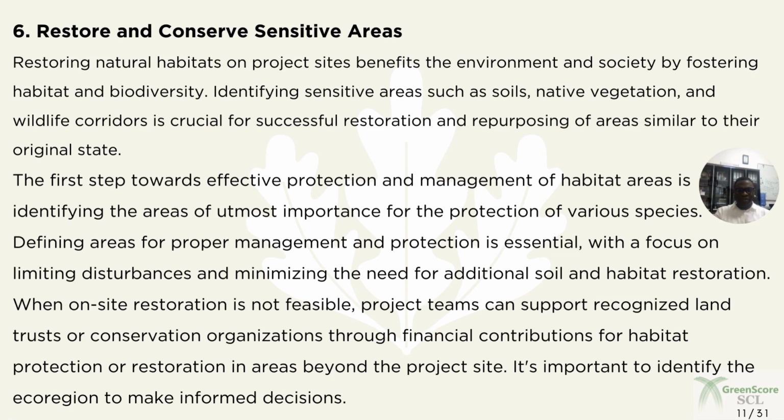The first step to achieving this is to identify the areas of utmost importance for the protection of various species. This is essential with a focus on limiting disturbances and minimizing the need for additional soil and habitat restoration. This is a key strategy for sustainable site design and construction. Identify sensitive areas and make efforts to either preserve, restore, or repurpose them, as the case may be.